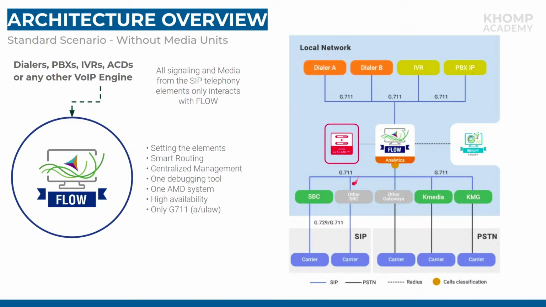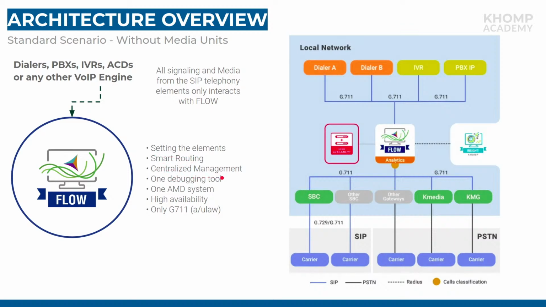You will have different voice engines. You will have the flow in the middle, and the flow will connect with gateways and with SVCs that could be, obviously, everything is SIP, could be from KHOMP, but maybe from another third-party vendor. There is no problem. The only thing you have to know is that they have to speak a protocol compatible with our flow, such as SIP.